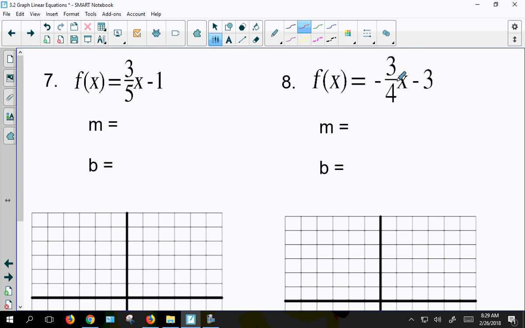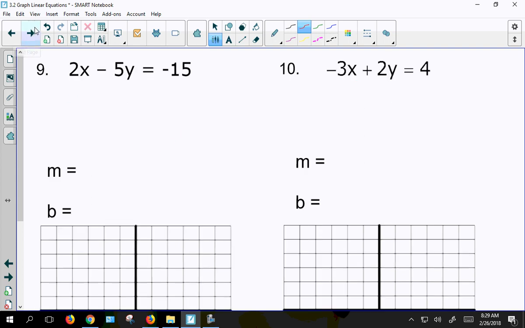Okay, let's look at number 8. People want to know, where does the negative go with? Does it go with the 3 or does it go with the 4? And the answer is yes. It doesn't matter. It goes with either one. I'll put it with the 3. It can't go with both, though.